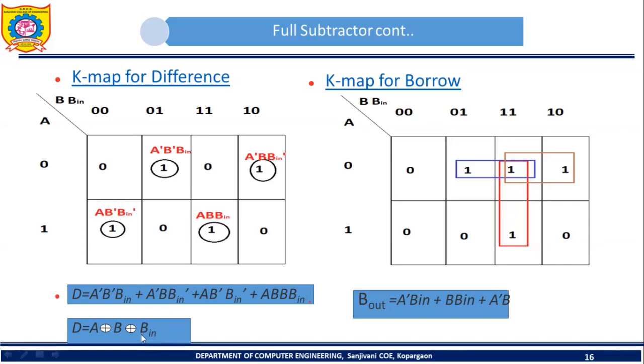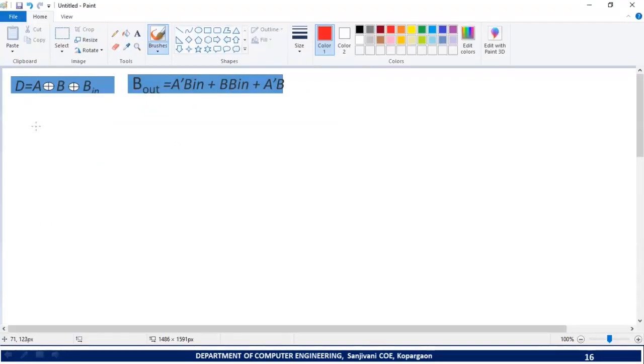So the expression for difference is D equal to A XOR B XOR B in, and the expression for output borrow is B out equal to A prime into B in plus B into B in plus A prime into B. So here, first of all, let's try to draw the logic diagram. Let me show the inputs. In this case, the inputs required are A.